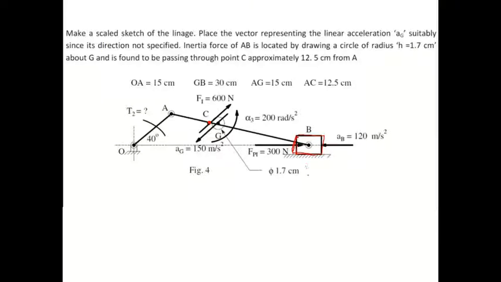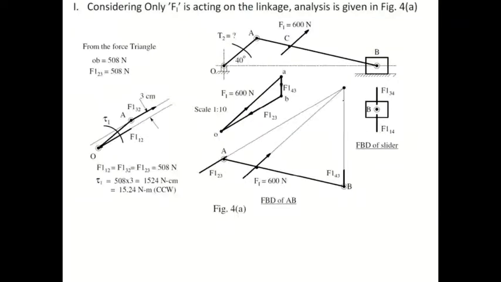In the piston, if you take the piston alone, without the connecting rod, it will have a mass acting like this and one resistive force acting like this. That's what they have given here. But we don't know the value.